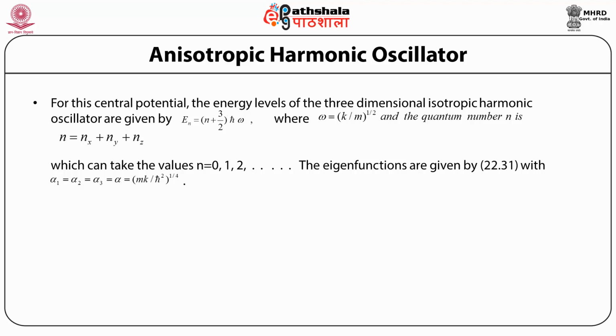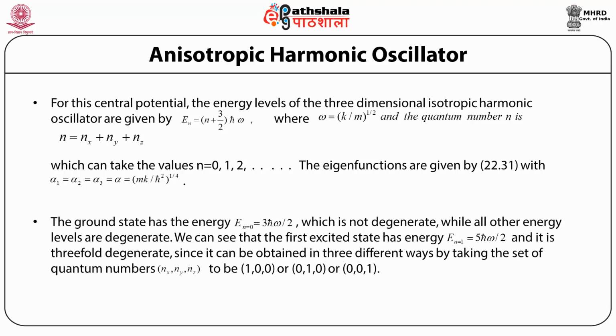Now n here is an integer which can take the values 0, 1, 2, etc., till infinity. The eigenfunctions are given by equation 22.31, where alpha 1 equals alpha 2 equals alpha 3 equals alpha, equal to (mk/h bar squared) to the power 1/4. The ground state has the energy E for n equals 0, which is 3 h bar omega by 2, which is not degenerate, while all other energy levels are degenerate.